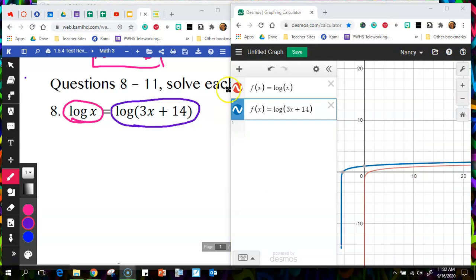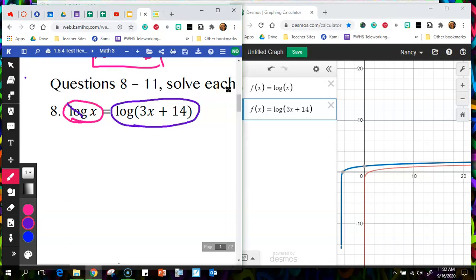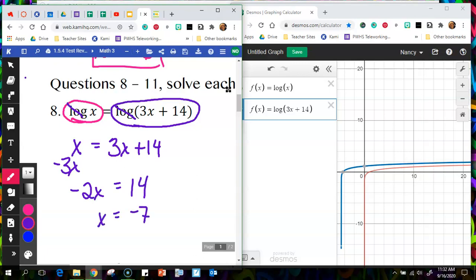Here's the interesting thing about this one. This is another common base problem where if you have both of them as just log base 10, you can set it up x equals 3x plus 14. Here's the problem. When I subtract 3x over here, I get negative 2x equals 14, x equals negative 7. You can't have a negative when you solve for these.